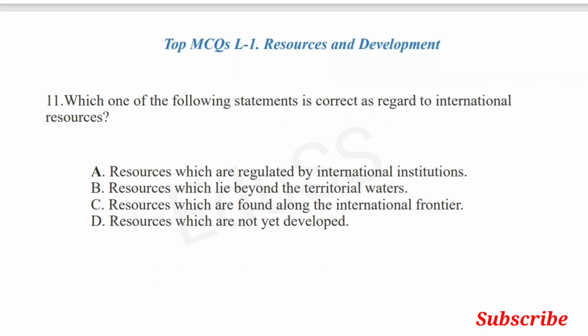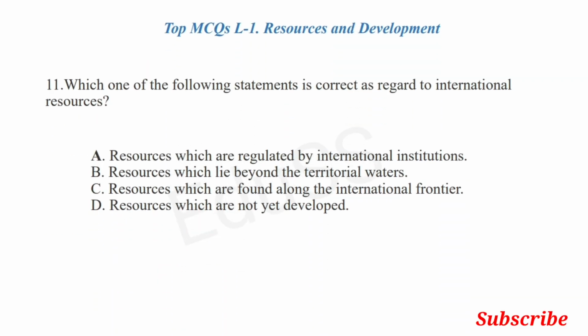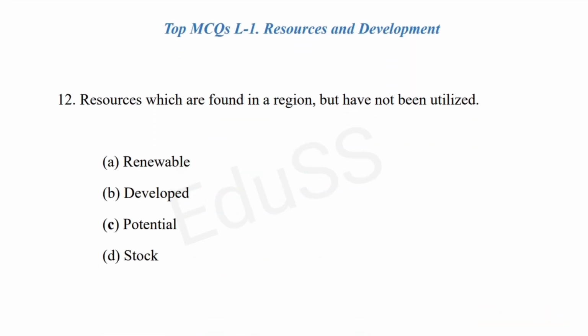Next. Which of the following statements is correct as regards international resources? The correct option is resources which are regulated by international institutions, they are known as international resources. Next. Resources which are found in a region but have not been utilized, such types of resources are known as potential.